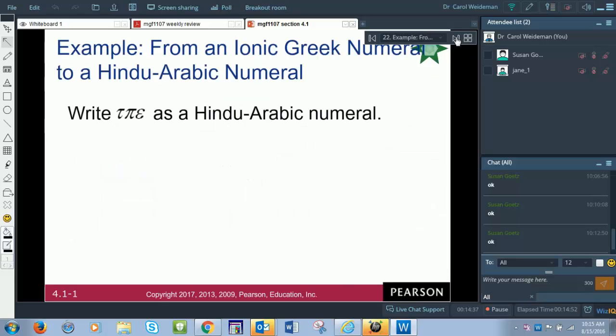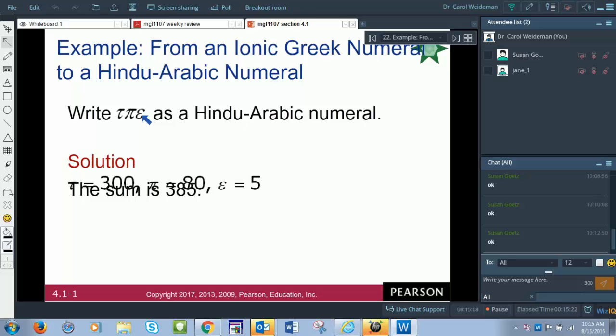All right, so let's write this in our system. Here are the symbols. This is pretty easy to translate because all you need to do is look up what each of these stands for. This one is a tau, this is a pi, you remember pi from geometry, and then we have an epsilon. If you look up the values of those, then all you do is add them together. I'm sorry that overwrote there, but it's 300 plus 80 plus 5, 385.